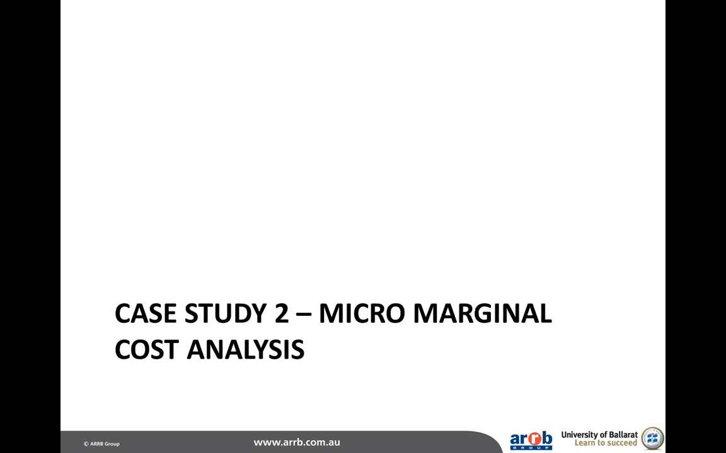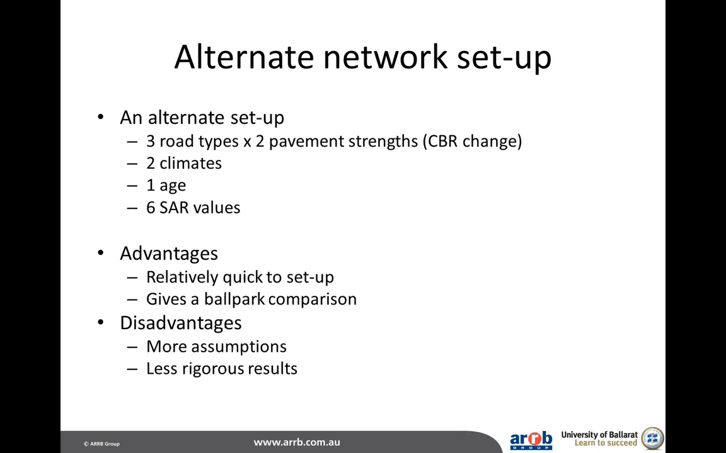So case study number 2 is really a microanalysis. It's for a project that I've only just completed. I don't know if the data's even got to the client yet, so I'm not actually going to be presenting any data, but I wanted to show you a quick concept. So the idea was to do a quick analysis of a few different road types to develop a quick ballpark comparison of what the marginal cost on these different roads were.